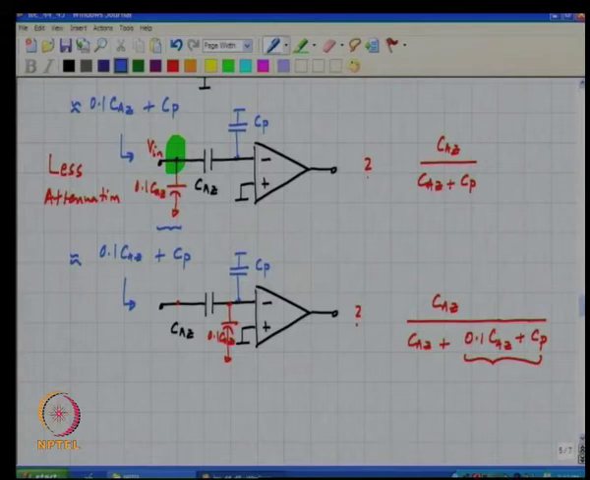On the other hand, the first choice, namely putting the bottom plate on the sample and hold end, prevents unnecessary attenuation of the sample and held voltage by this series combination of Cp and CAZ. So this is the preferred approach. In other words, you want to put the bottom plate parasitic towards the left side or the sample and hold side. Is this clear?